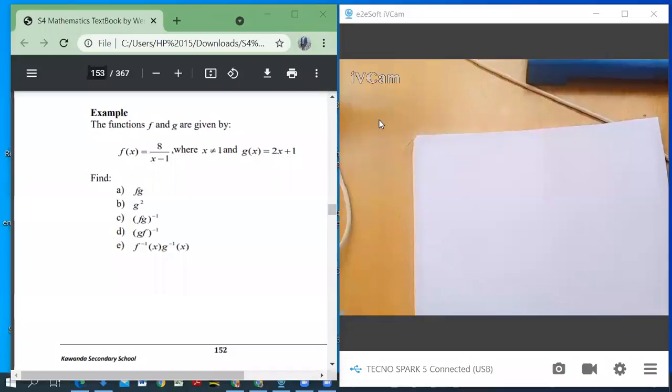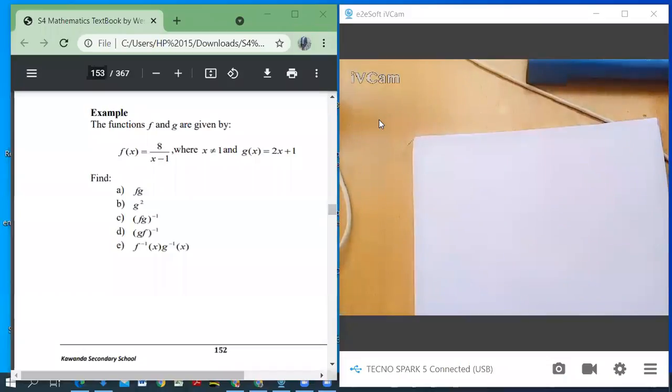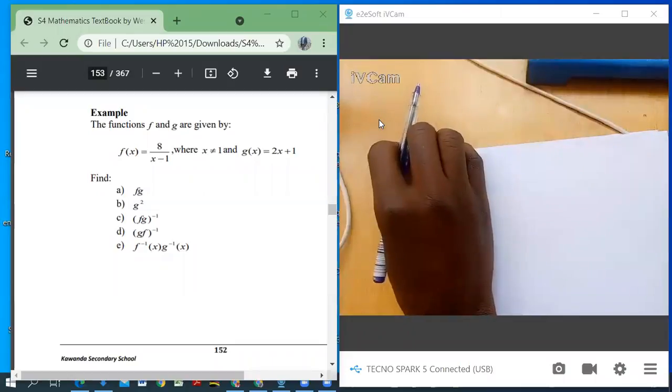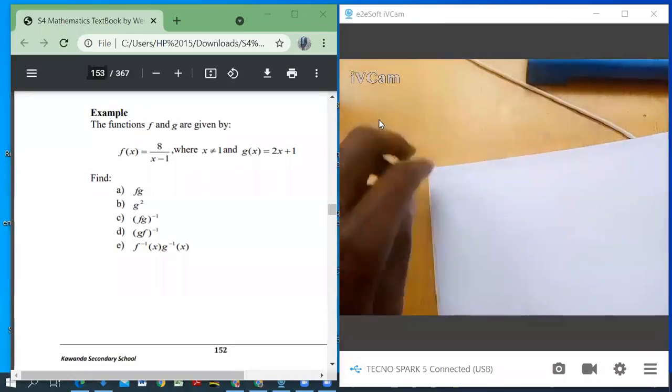The paper is blank. The notes are on this side. The only thing I'm seeing is 2x plus 1. You are not seeing f of x. Okay, now you see what I'm writing on the screen.